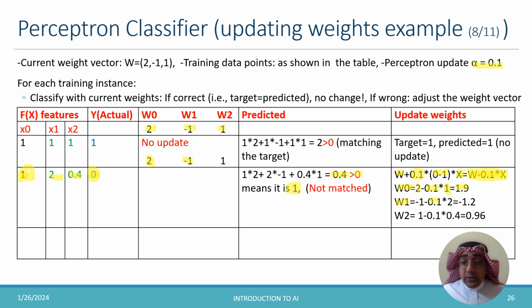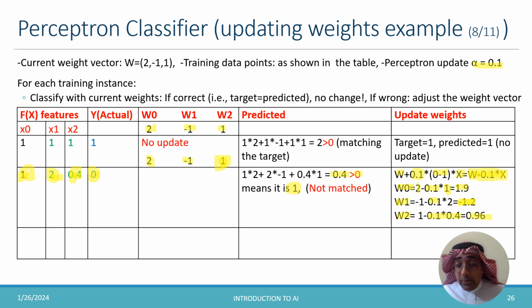And then multiply it by x1, and that is the value of x1, which is 2. So you get a minus 1.2. So notice the new value of w1 is minus 1.2. Similarly for w3, we multiply the 0.4 over here with the 1, and you get a 0.4, and then you take the old value, which was 1, minus 0.1 of the value that you find, and you find it to be 0.96.